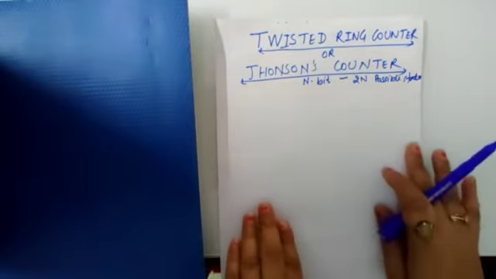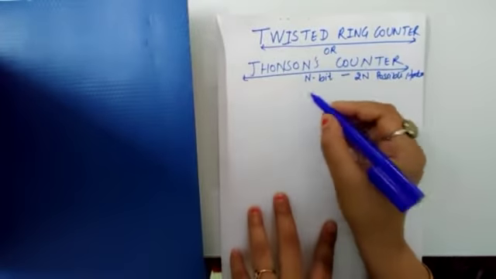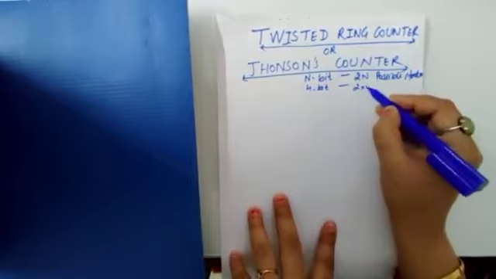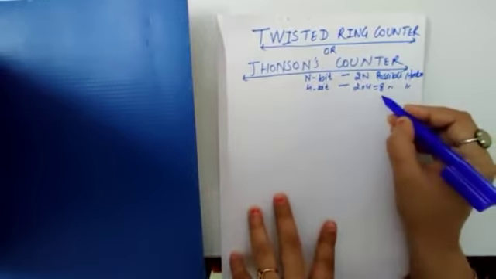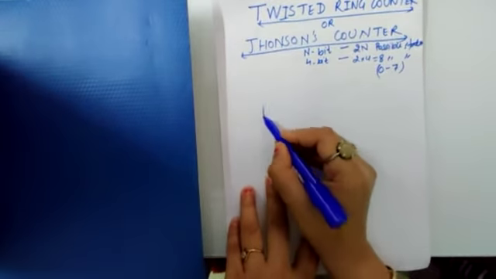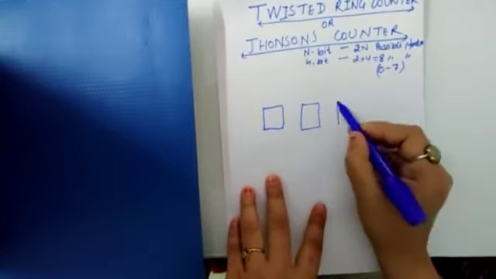Okay, so how is it possible? For this we will see the designing of the twisted ring counter. Again, I am taking 4 bits. So according to this, it will have 2 into 4 means 8 possible states, or it will count 8 clock pulses from 0 to 7. Okay, so for this I am taking 4 flip-flops. Again, I will take 4 D flip-flops.